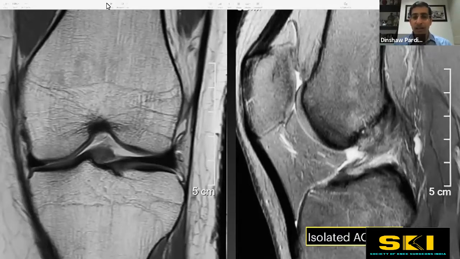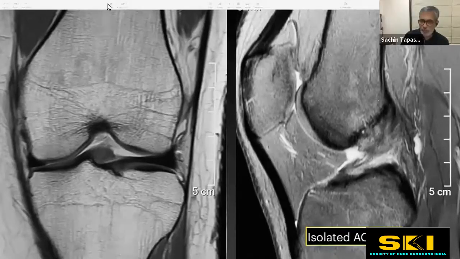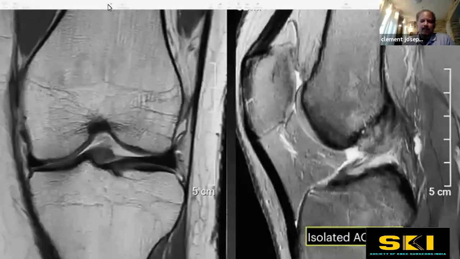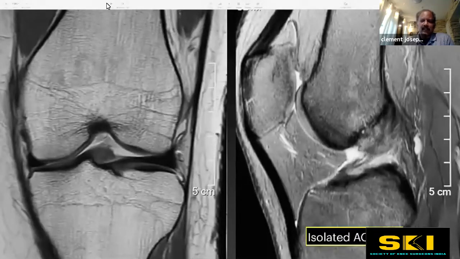Right now, she's unstable. I'd offer her an arthroscopy. In the arthroscopy, I'm in all probability going to do an ACL reconstruction. Whatever remnant is there, I'm going to preserve it, and if necessary, suture it or anchor it back. Okay, any difference of opinion amongst the panel? Clement? Yeah, I agree with that. The patient is very young. I wouldn't risk trying to put her back into sports and coming back with a meniscal tear. I concur with what Dinsha said.